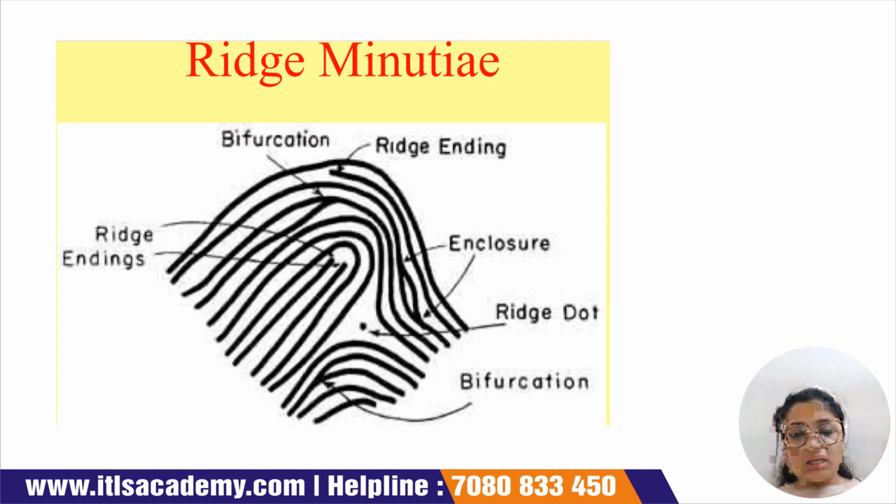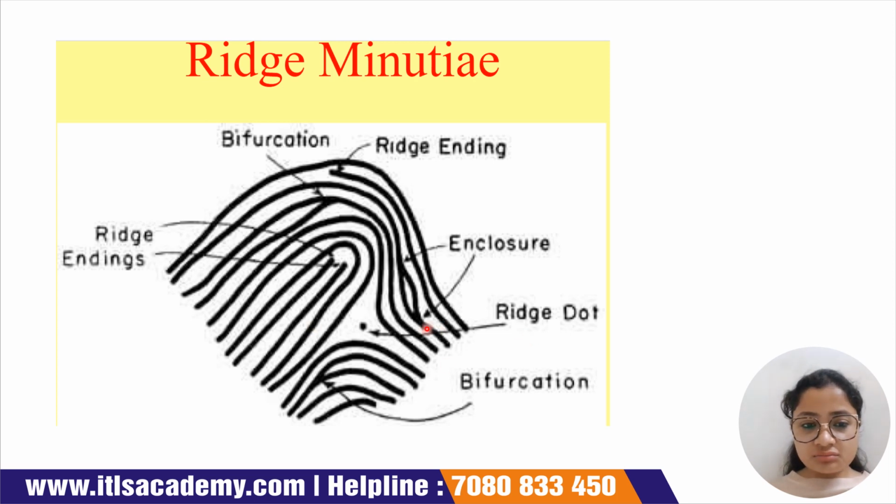Okay. Now see, this is actually a focused diagram of a ridge minutiae that I have shown. So this is what kind of minutiae we can say. It's a kind of a bifurcation. See, over here also we have a bifurcation. Here also we have a bifurcation. Here we have ridge endings. See, here we have enclosures, means eye. So different types of minutiae we can see over here.